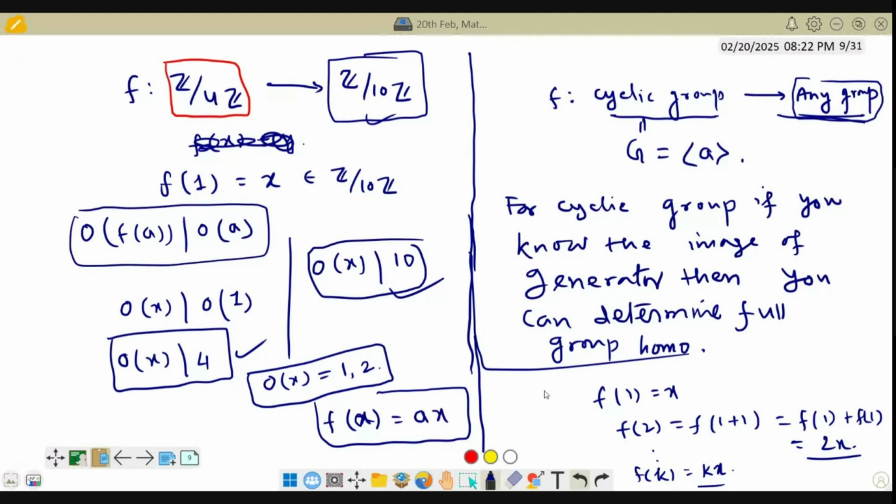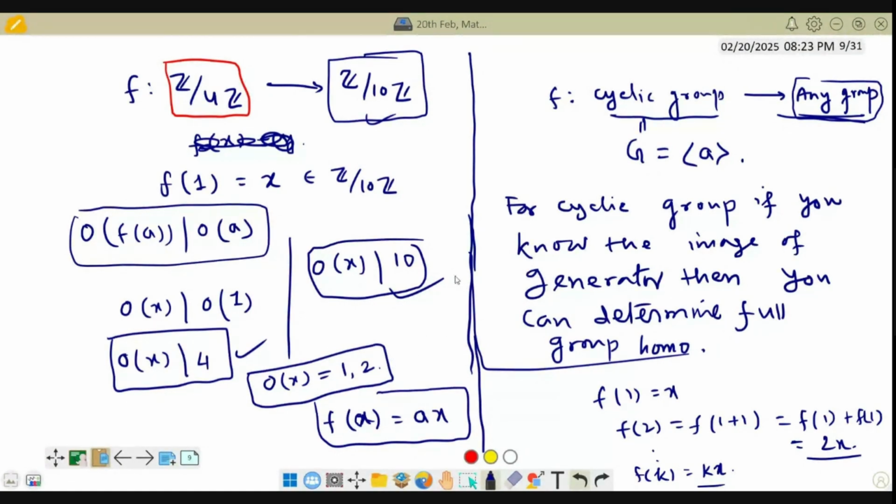Is it clear to everyone? Because the codomain is a cyclic group, for every order there is only one such element. So for order 1 we have one element, which is 0, and for order equal to 2 we have one element here. But if it was any group, then we would have to specifically count how many.